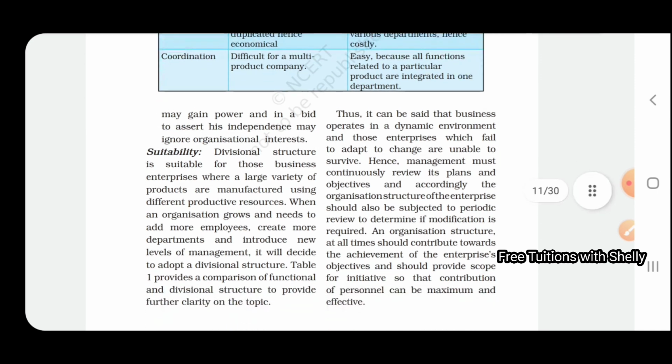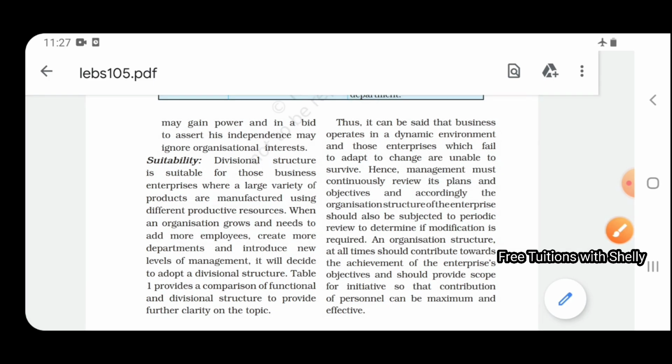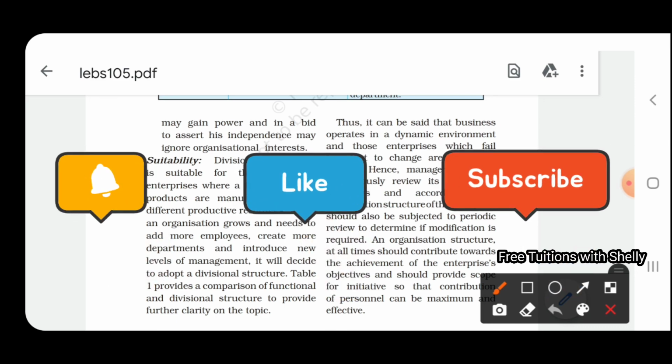And this type of structure is suitable for those organizations where a large variety of products are manufactured. Those dealing with different products can use the divisional structure. So when an organization needs to grow and needs more employees, create new departments, and introduce new levels of management, it will decide on the divisional structure.